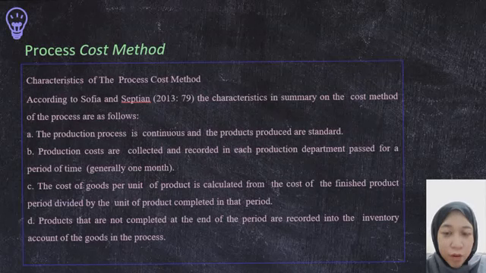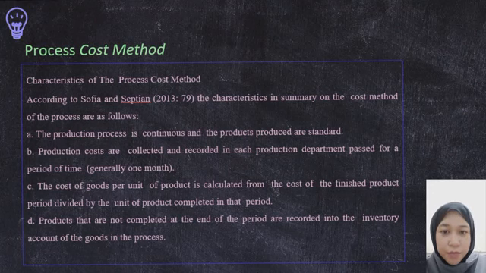Process cost method. The cost of the process is a method of collecting production costs used by companies that process their product in mass. In this method, production costs are collected for each process over a period of time, and the cost of production per unit is calculated by dividing the total cost of production in a particular process over a period of time by the number of units of product produced from that process over the period of time in question.